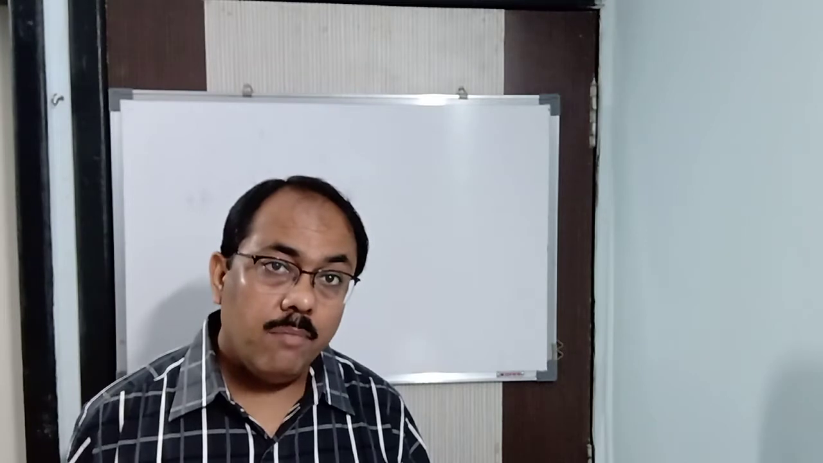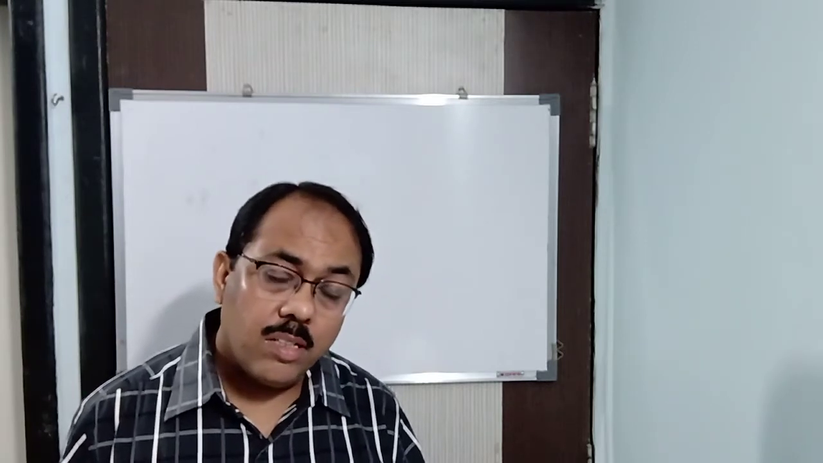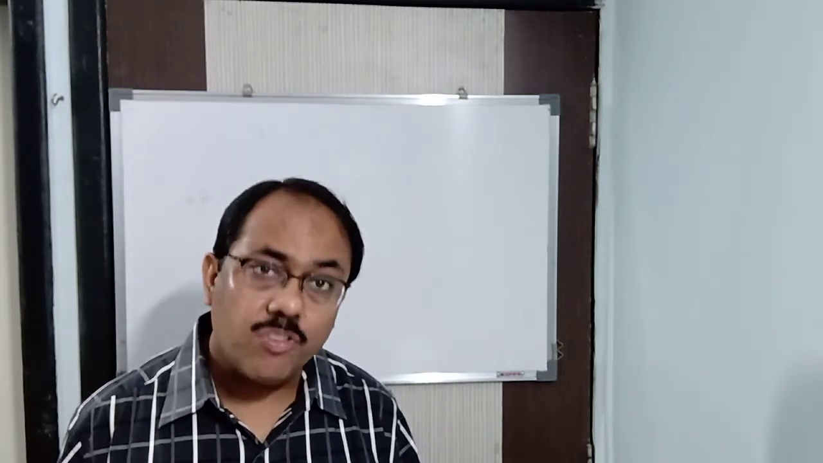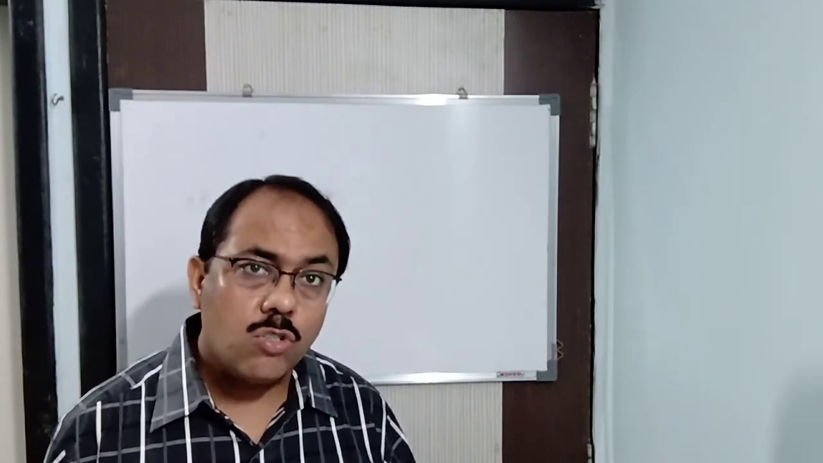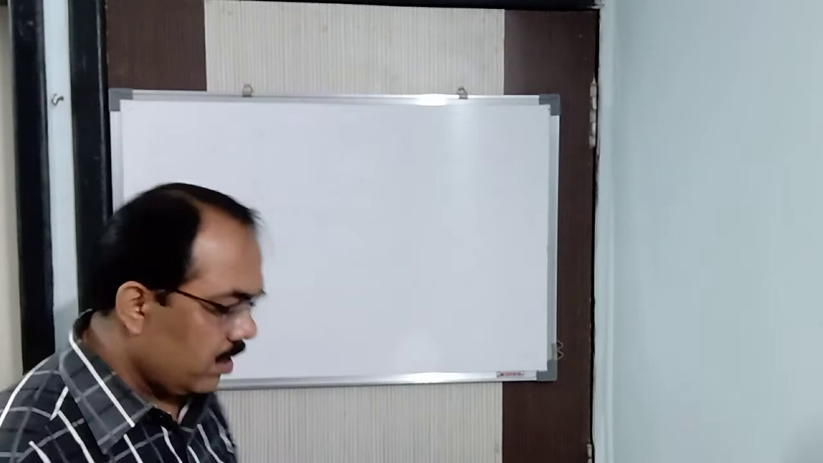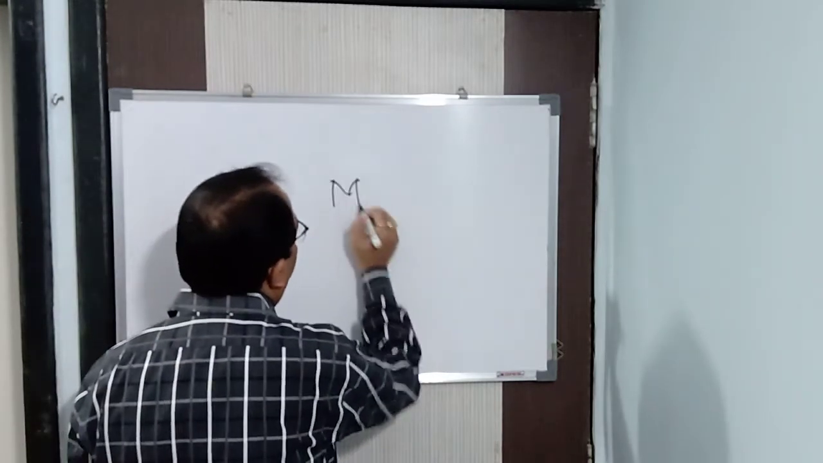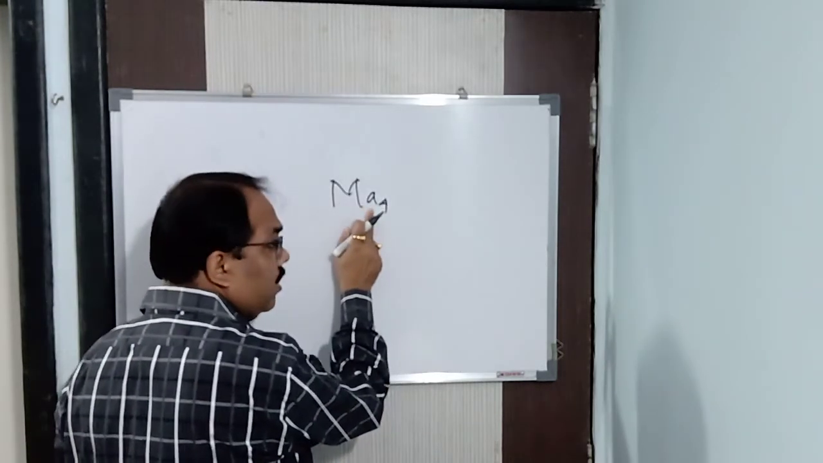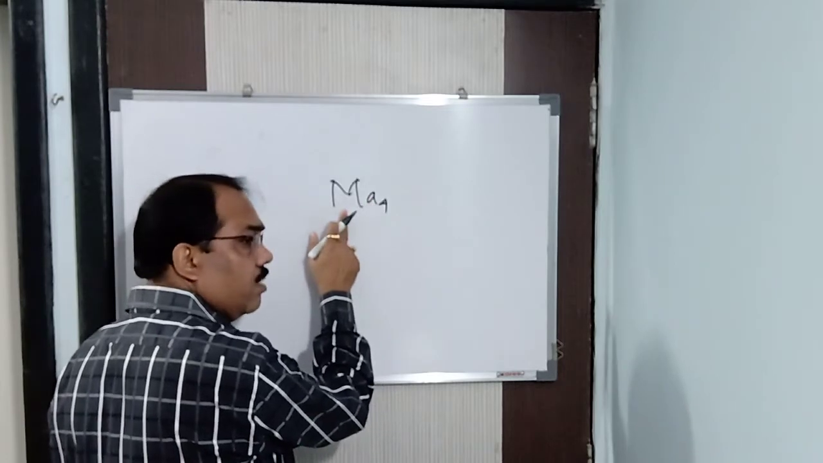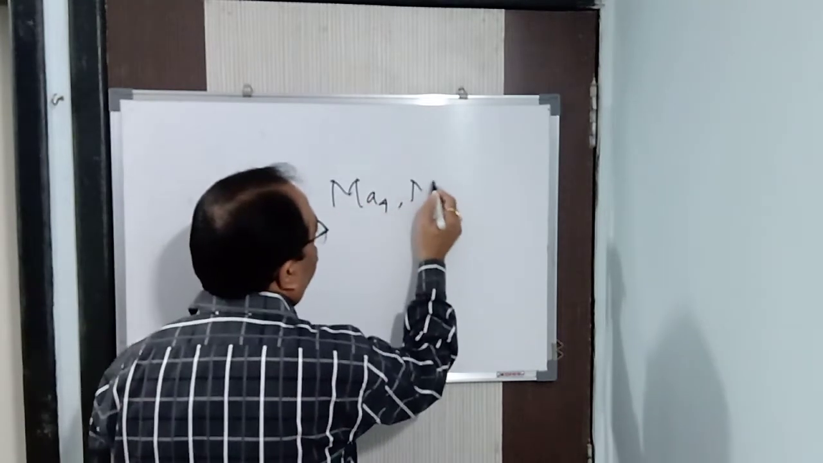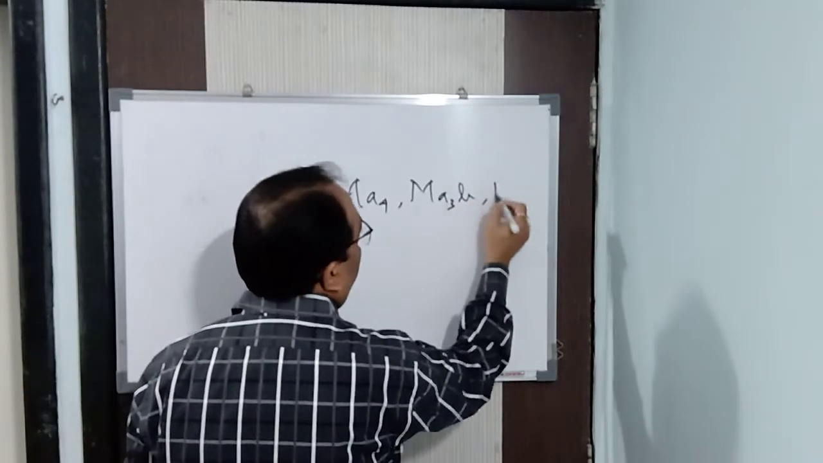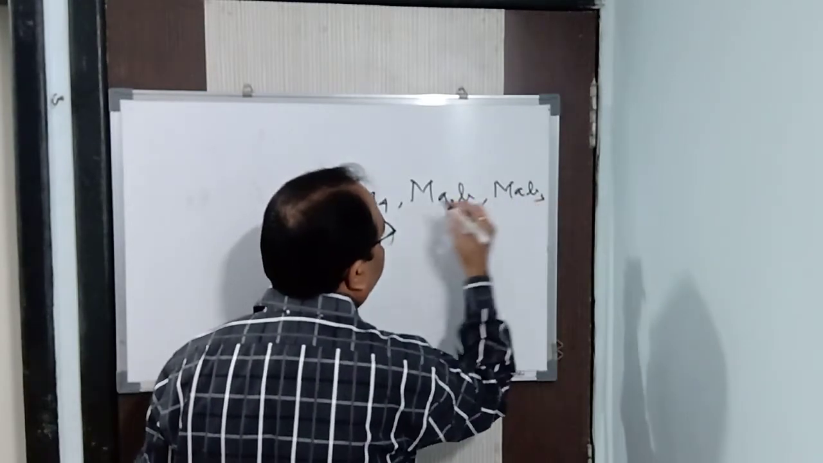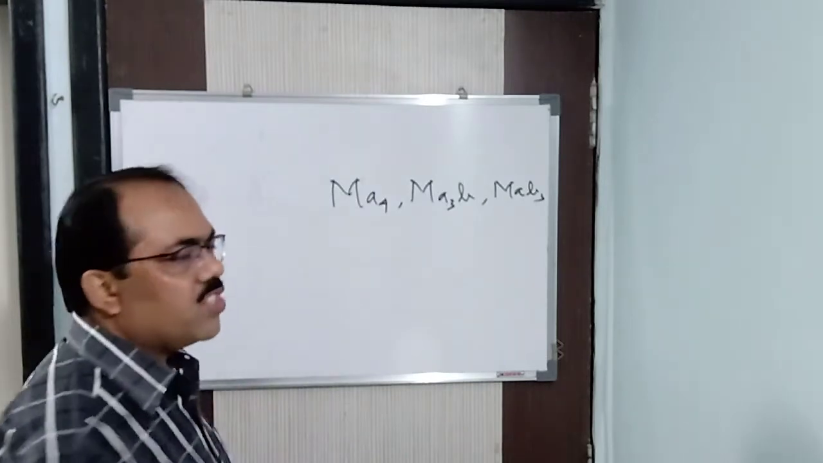Why? Because, again, the same answer: they cannot be resolved into cis and trans. So which are those particular complexes which do not show geometrical isomerism? For example, MA4, where A is a ligand and M is the central metal atom. Mind it. MA3B, where again B is a ligand, and MAB3. It cannot be differentiated into cis and trans.